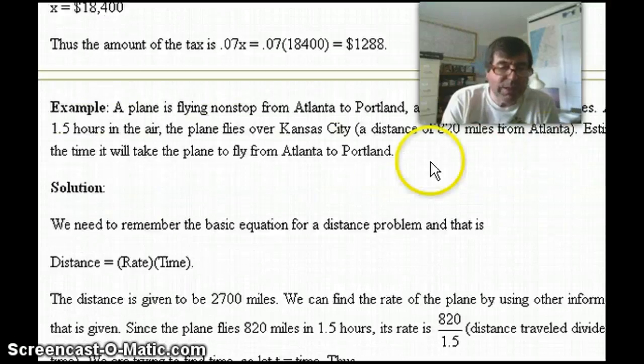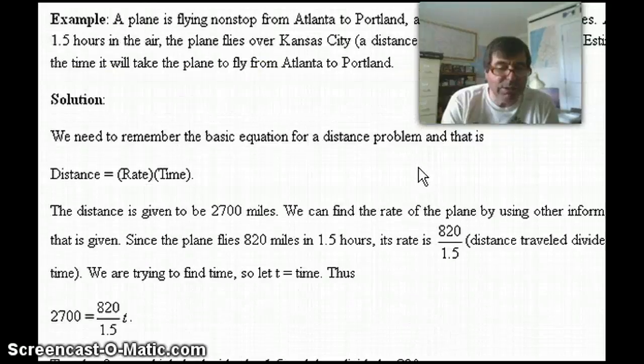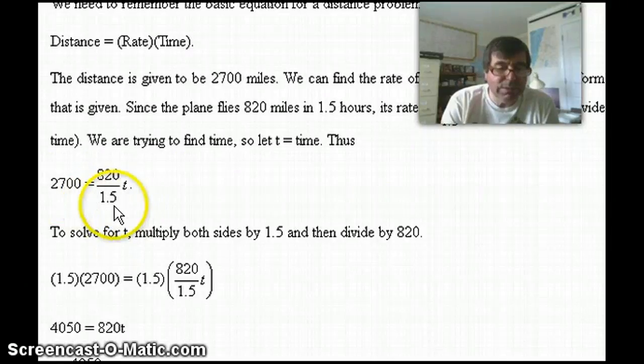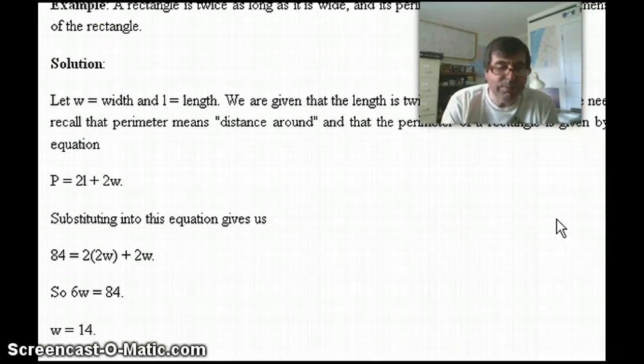Here's a question about motion. Rate times time is equal to distance. A plane is flying from Atlanta to Portland, a distance of blah. After 1.5 hours, the plane flies over Kansas City. Blah. Estimate the time. Well, rate times time is equal to distance. And so the distance divided by the time would give me the rate. And notice I got to travel the rest of the 2,700 miles. There's my rate times my distance. There are different ways of working that problem.